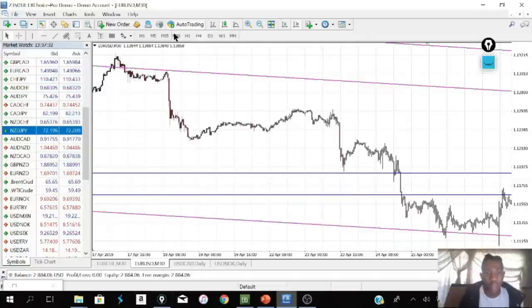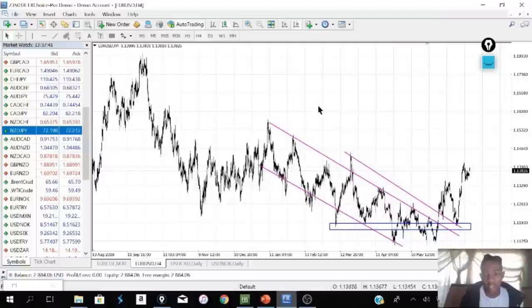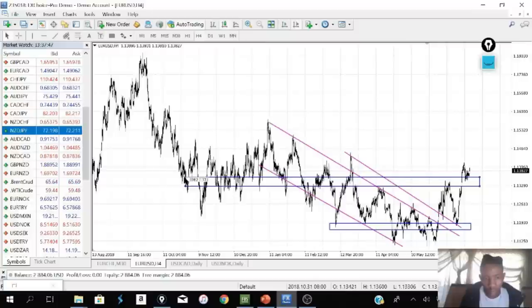Now, the purpose of me getting here was to show you what I meant. We also have a nice resistance here. I like having my resistance as a zone. See, we have a nice resistance zone here. You can see both touches we have, which makes it a very strong support structure now, which was a previous resistance, now a support structure.